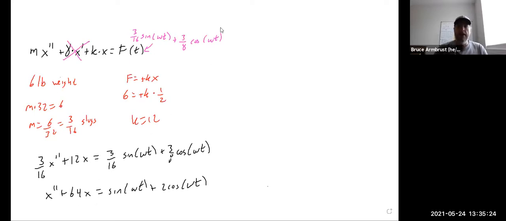So if we do the homogeneous piece real fast, r squared plus 64 equals 0. That's r equals plus or minus 8i. So we know for the homogeneous, we're going to get C1 cosine of 8t plus C2 sine of 8t.